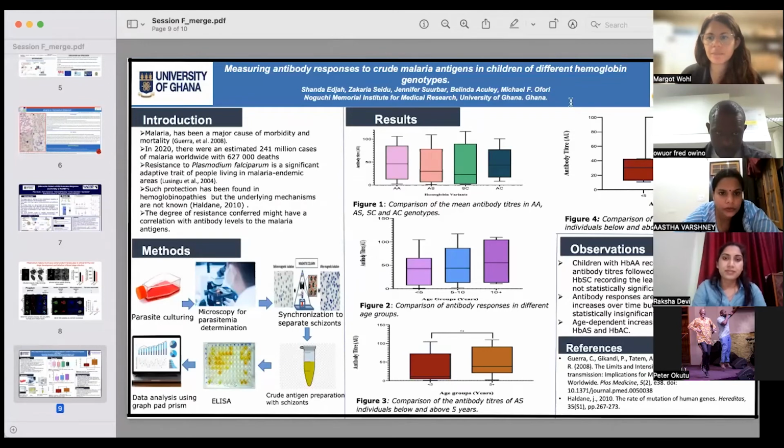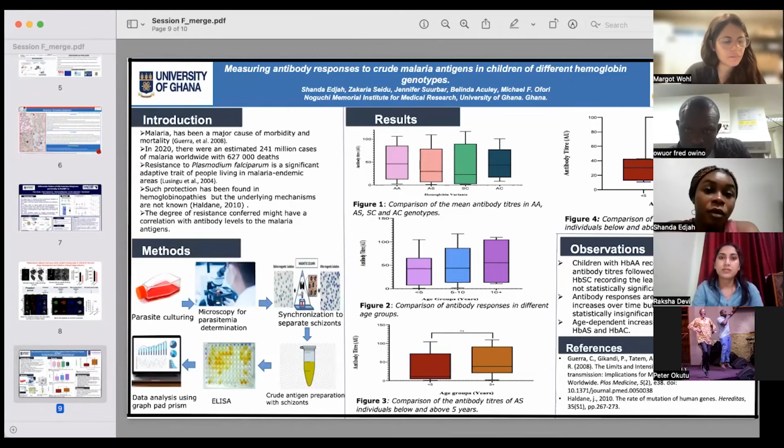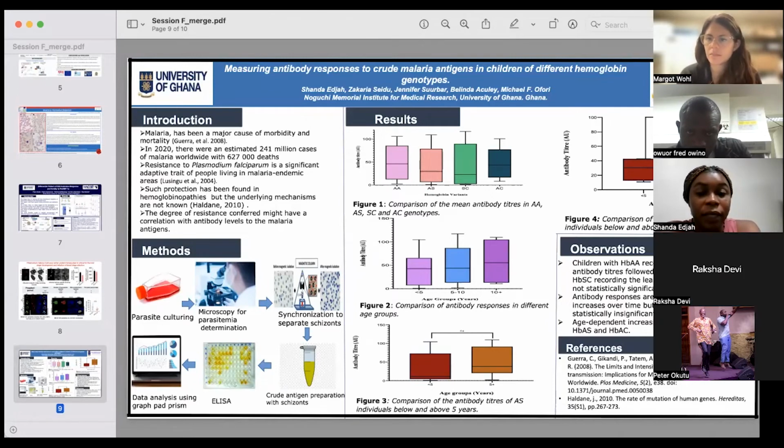Hi, I'm Shanda Aja from University of Ghana, and my talk is on measuring antibody responses to crude malaria antigens in children with different hemoglobin genotypes. So in malaria endemic areas, hemoglobinopathies have been found to confer protection against malaria. And these hemoglobinopathies are a result of mutations in the gene that produces hemoglobin. They include hemoglobin S and hemoglobin C.